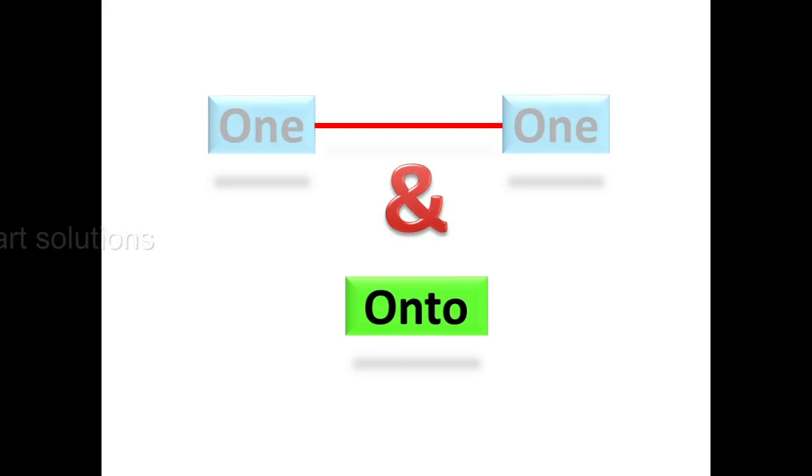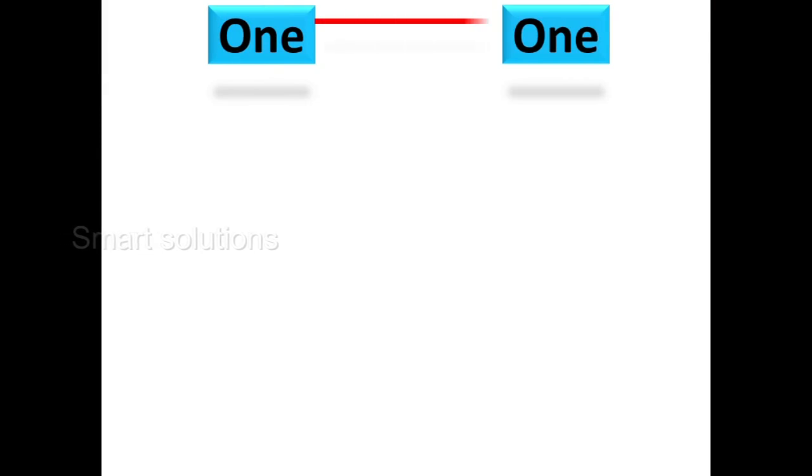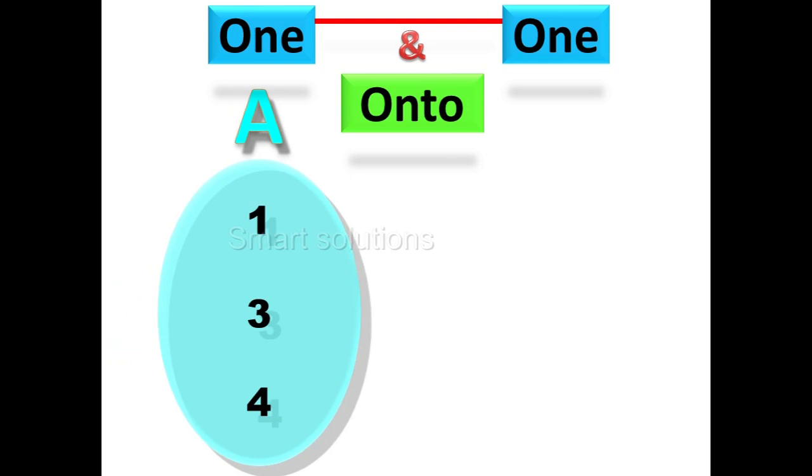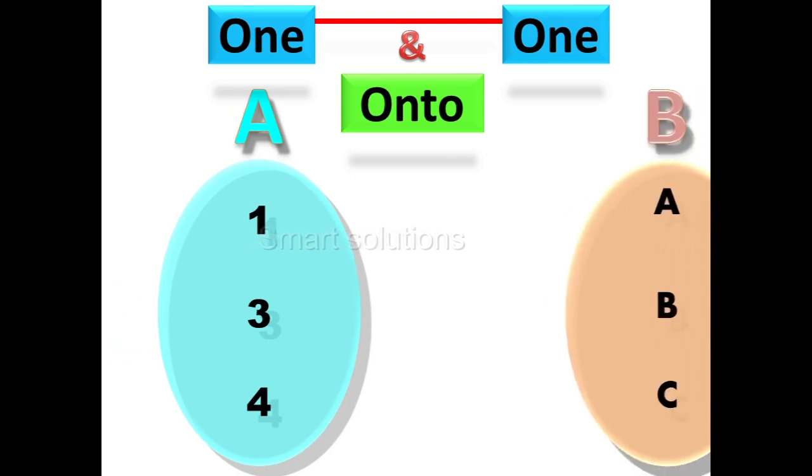One-one and onto function. A function is called a one-one and onto function if it is both a one-one function and an onto function.